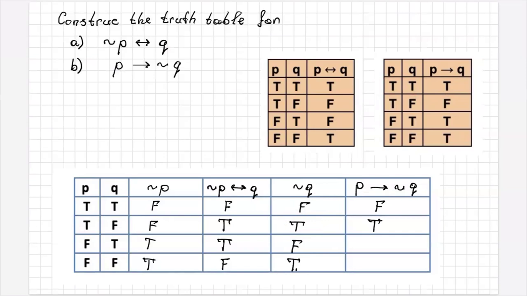Then we have the first value being false and the second value being false. Based on this table here, we can conclude that this one is also going to be true. And finally, the first value is false and the second value is true. Based on this row here, we see that the conclusion is true.